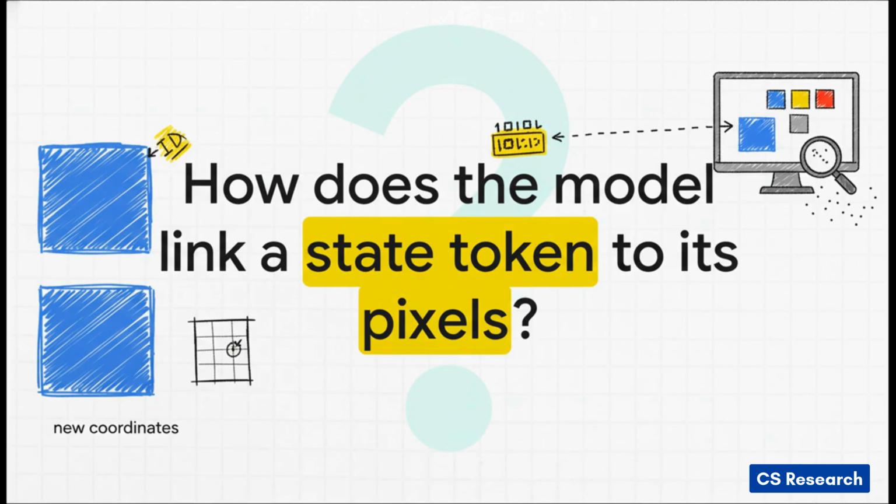Okay, so the state is updated. The model knows abstractly that the blue square's ID should now be at coordinates, say, 50 by 100.